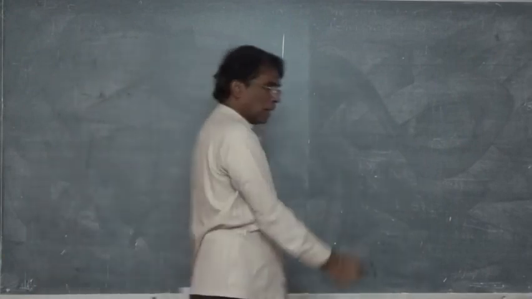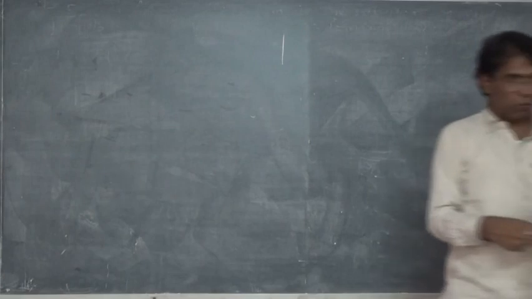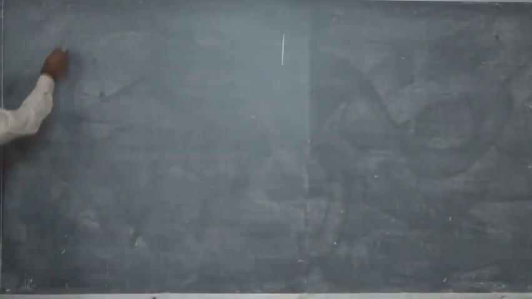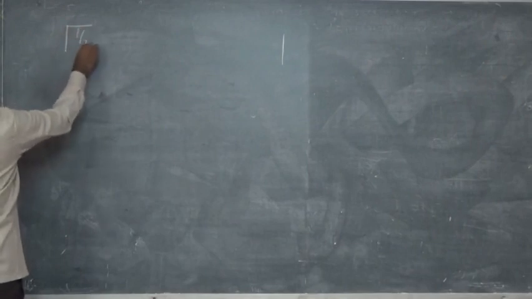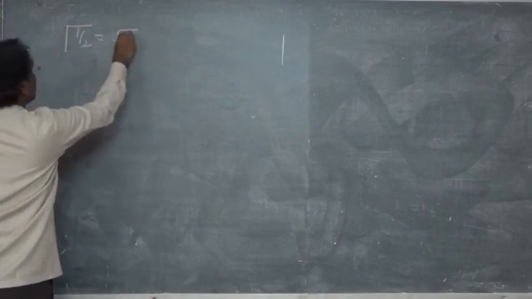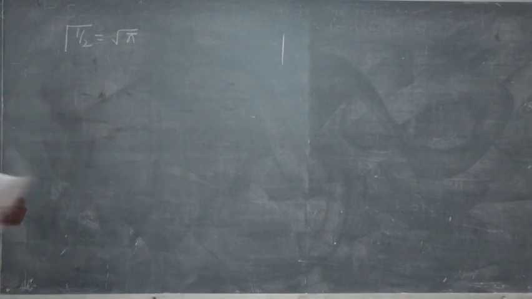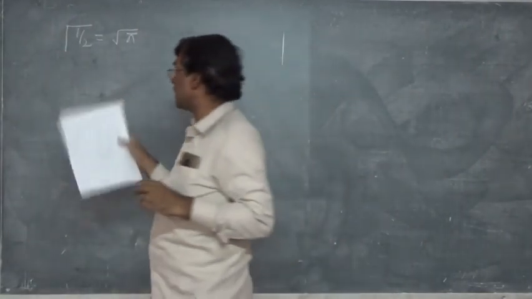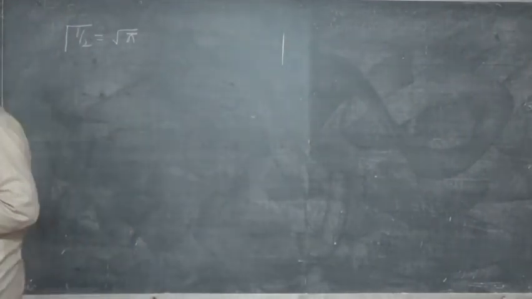Clear the things? Now we shall move to one more important formula or derivation. You can say that this is also very important. Prove that gamma half is equal to root pi. Remember, gamma half is always root pi. So you have to prove that gamma half is equal to root pi.